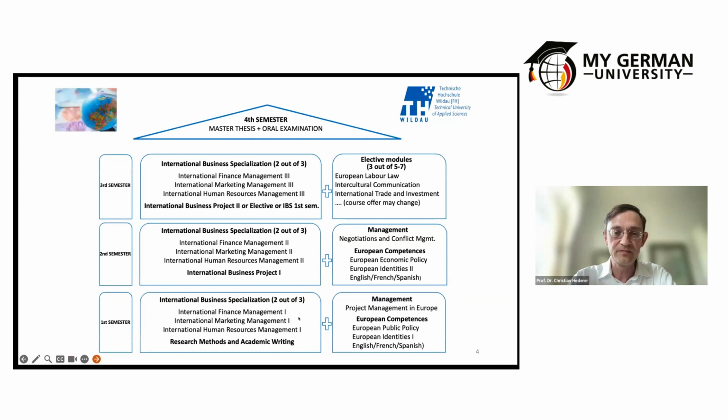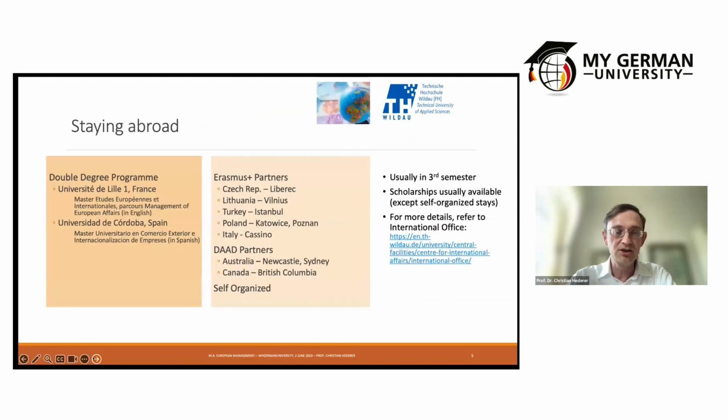So this is how the structure is constructed here. You have the international business specializations running through 3 semesters. So you choose 2 out of 3. And then you have basically the other competencies grouped around that, starting from management, European public policy, going all the way to the elective modules, and finally to the 4th semester, where you would write the master's thesis and the oral examination.